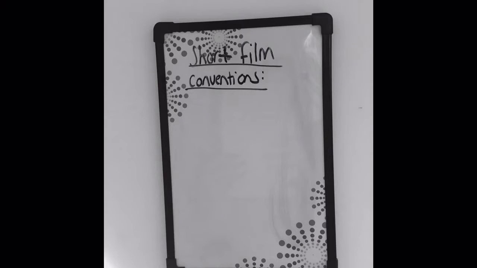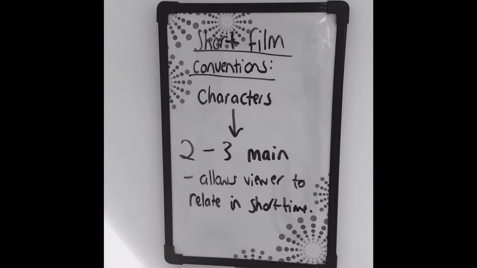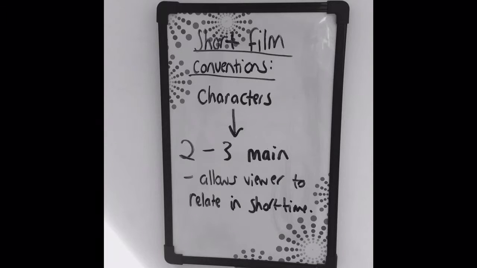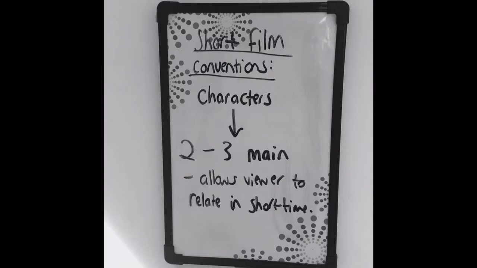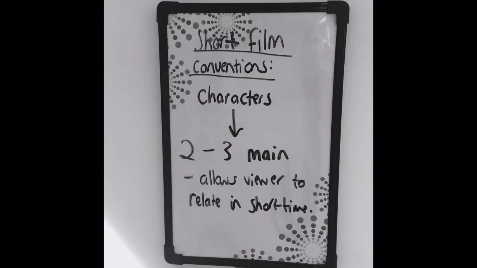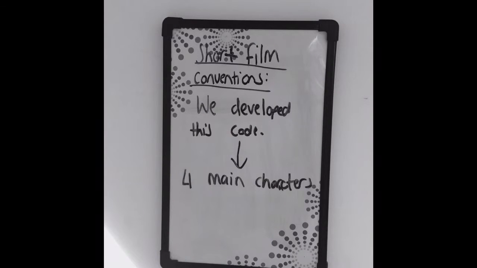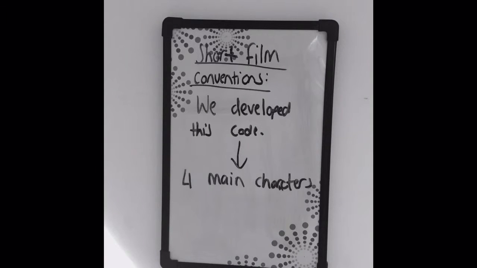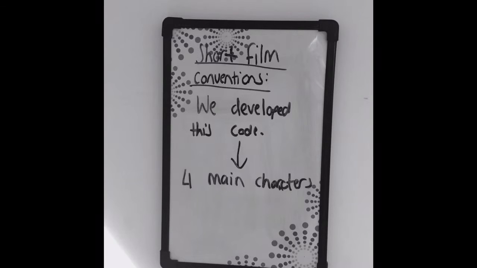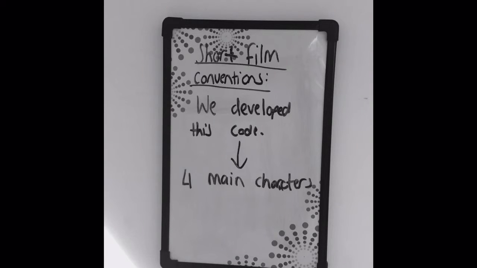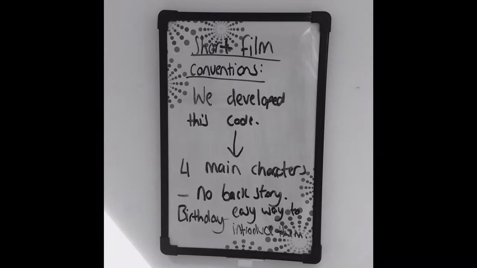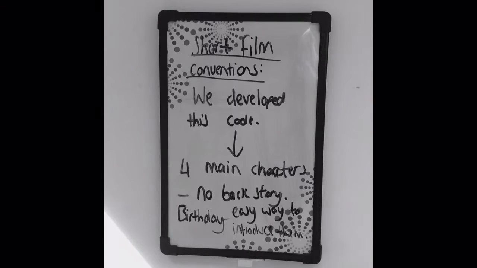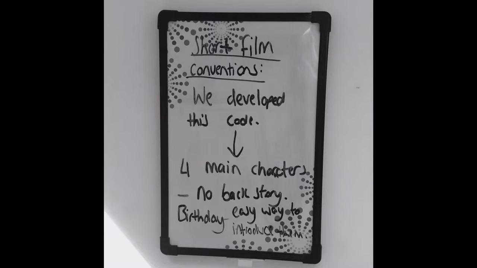Short film conventions. Usually there are 2 to 3 main characters to allow the viewer to relate to the characters in a short period of time, as short films are obviously short. We have developed this as we have 4 main characters and 4 sub-characters. We have linked these all with the event of a birthday, because there's no backstory, because there's no time for that. So the birthday is an easy way for the audience to feel like they can relate to the characters in a short period of time.